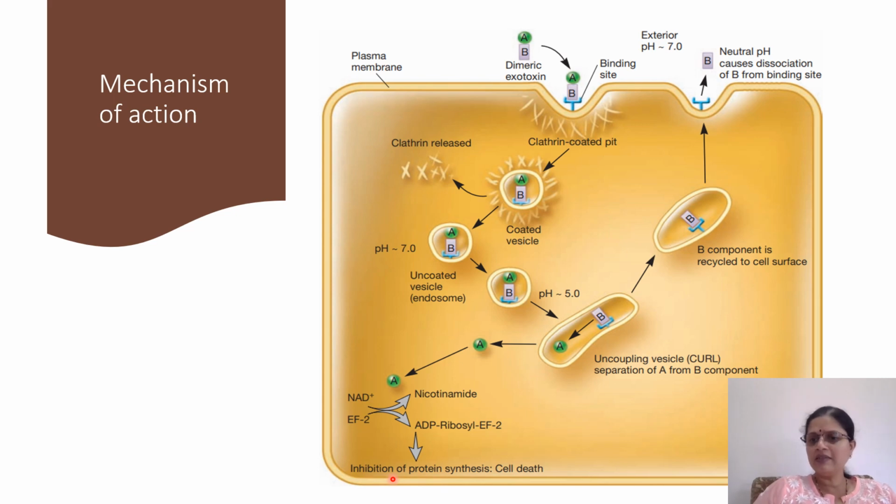So if protein synthesis stops, then the cell will die. Right? So that is how the cell will be damaged by the A subunit, whereas the B subunit will be released outside the cell. Fine. So this is how the toxins will work inside the body to damage the host cells.